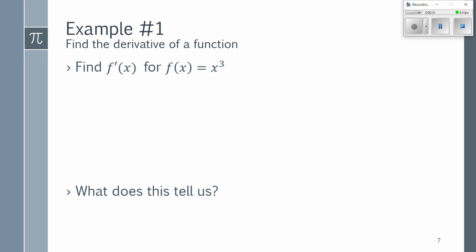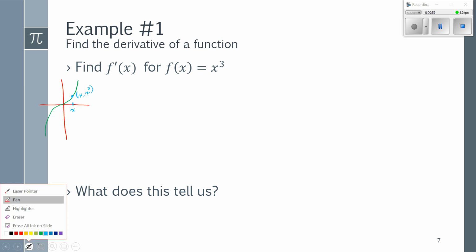Now note, I'm not saying what x is, so I don't know the x-coordinate of my point of tangency. So if I'm drawing a sketch to help me see what's happening here, which is always a good idea, there's x cubed. I don't know the point of tangency. So I just have a generic point where the x-coordinate is x, and the y-coordinate would be my function, x cubed.